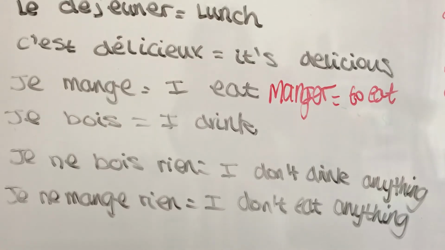So why is it rien and not pas? Because usually when you are saying you don't, you would say je ne bois pas, je ne mange pas, surrounding that verb with ne pas. But because it's I don't drink anything, I don't eat anything, that crucial word there, anything, rather than having pas, we have rien to represent I don't drink anything rather than I don't drink. Okay, je ne bois rien, I don't drink anything, and je ne mange rien, I don't eat anything. However, you could say je ne bois pas, I don't drink, and je ne mange pas, I don't eat. So that rien puts on the anything there.